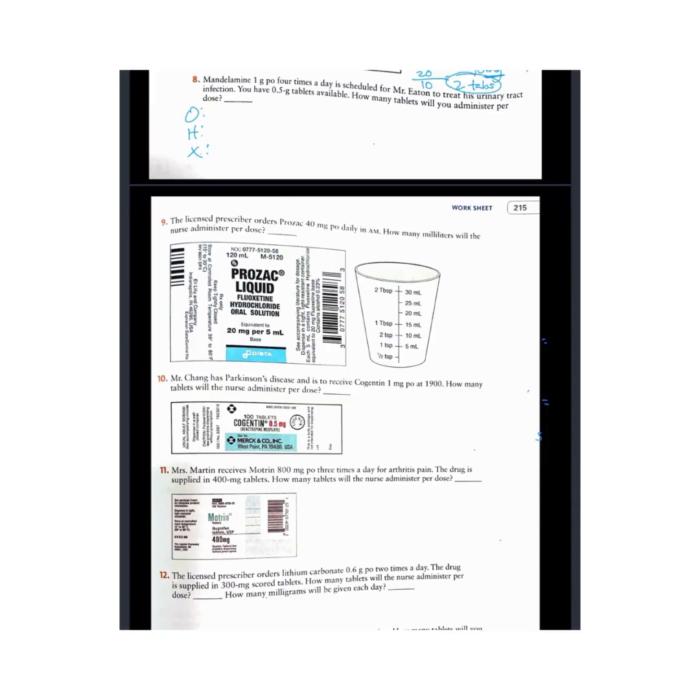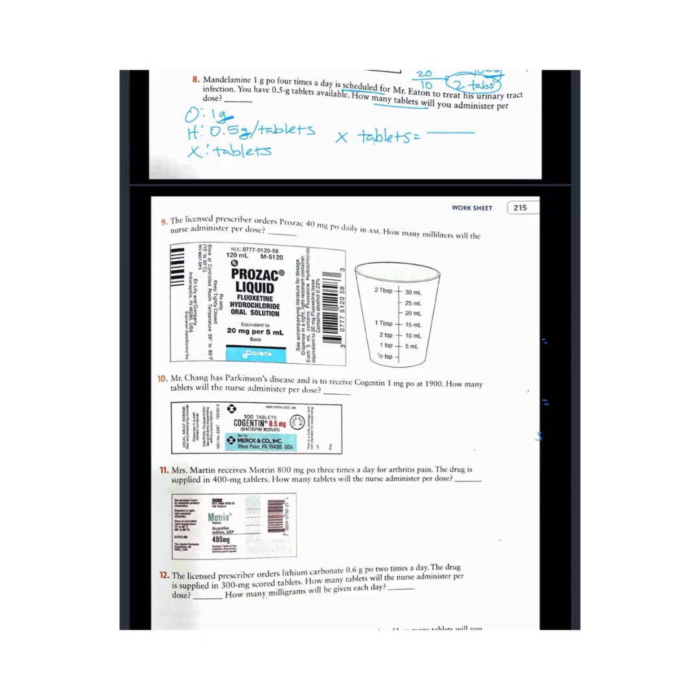So we have our medication is scheduled, essentially the same thing as ordered, for 1 gram 4 times a day for Mr. Eaton to treat his urinary tract infection. What we have on hand is 0.5 gram per tablet. How many tablets do you need? So my units of measure are the same. I know that I won't need a conversion, so I need to figure out X for tablets.